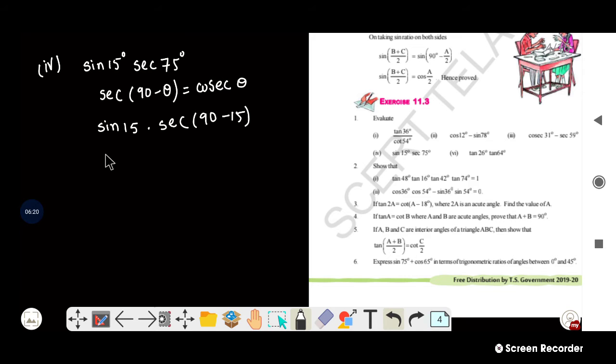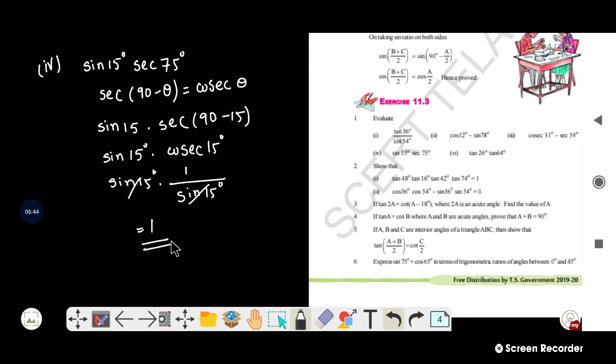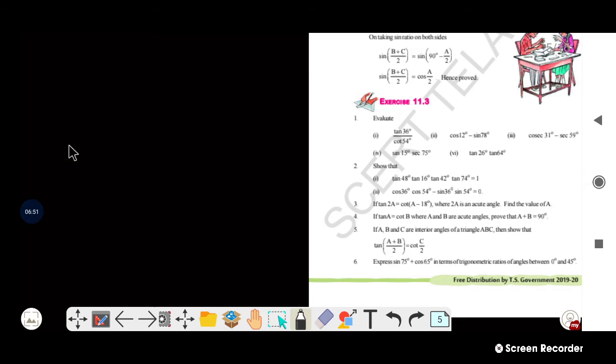Okay now. So sine 15 into cosec 15 degrees. So sine 15 degrees into cosec 15 means 1 by sine 15 degrees. So sine will get cancelled. What is the answer? 1 is the answer for that. Okay. So then go for the next one, fifth question.